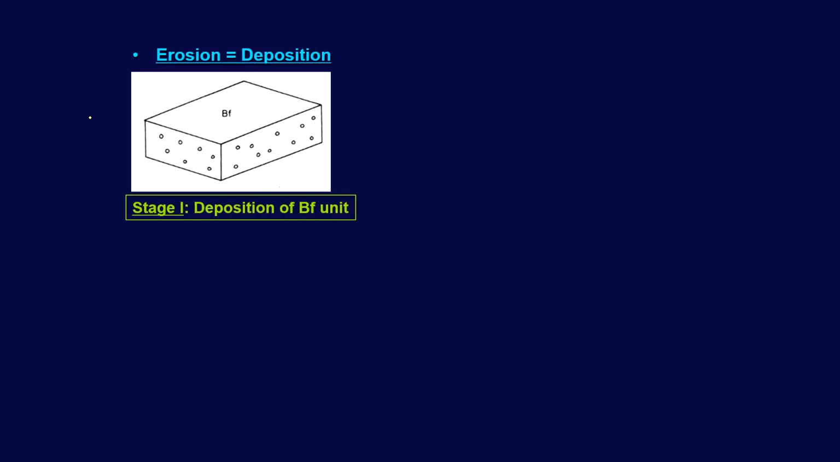So this was another example, like one was a single event, another was a multiple event. Now we say the scenario is erosion is equal to deposition. So whatever portion is getting eroded, it is deposited, and this you can recall from what we have discussed in the process of cut and fill.